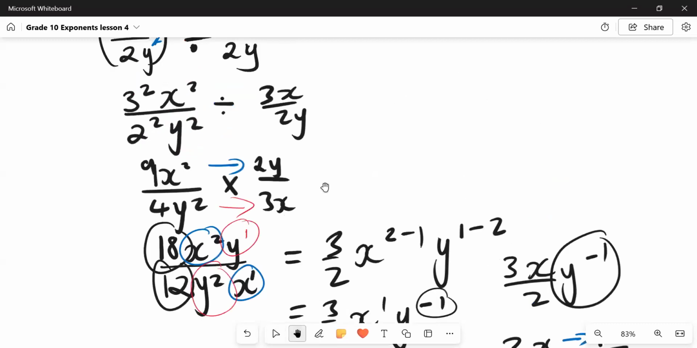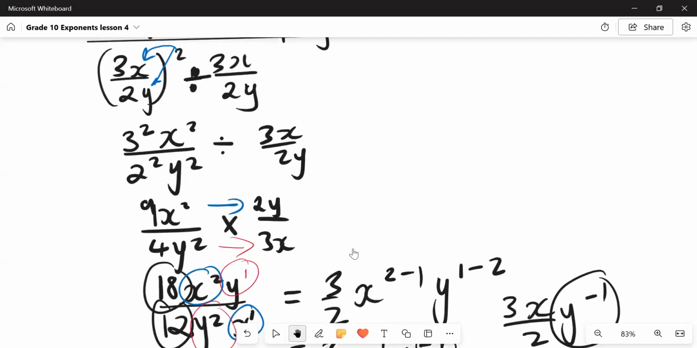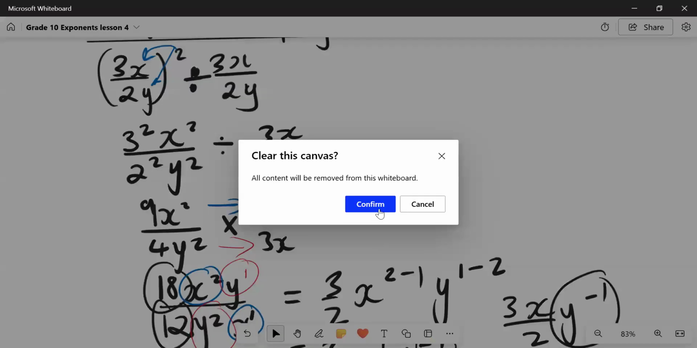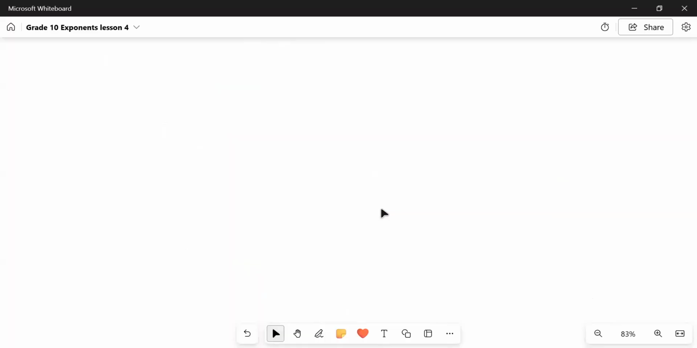Okay, we're done there. And then we move to example 3. Let's move to example 3. So example 3, we are still simplifying again here.